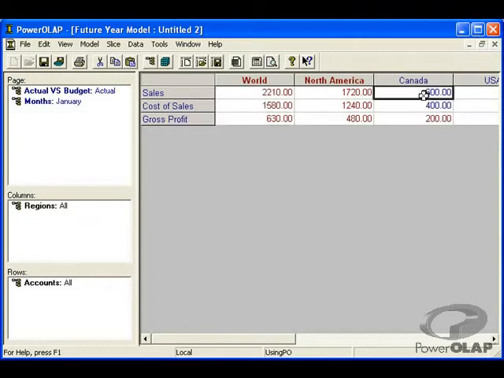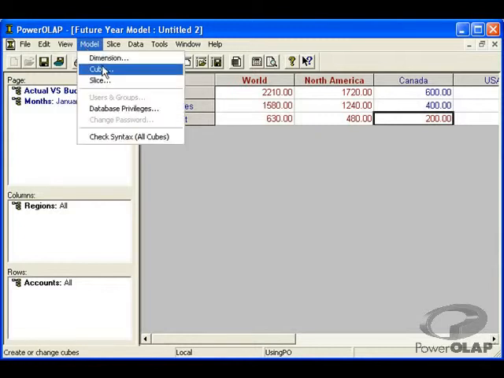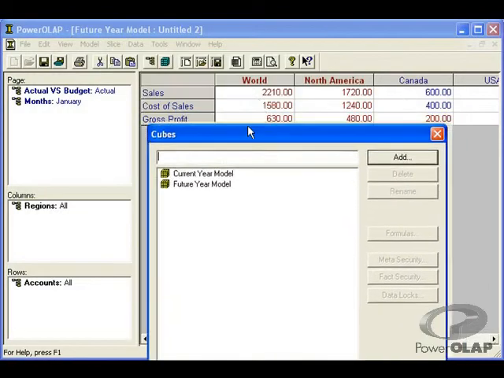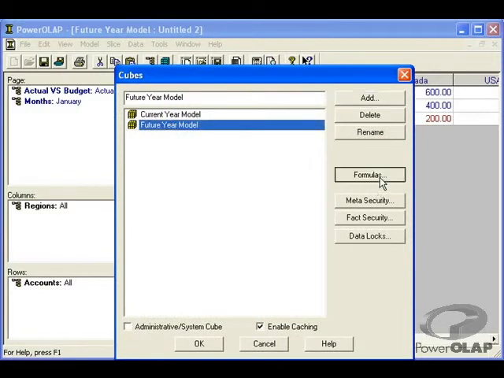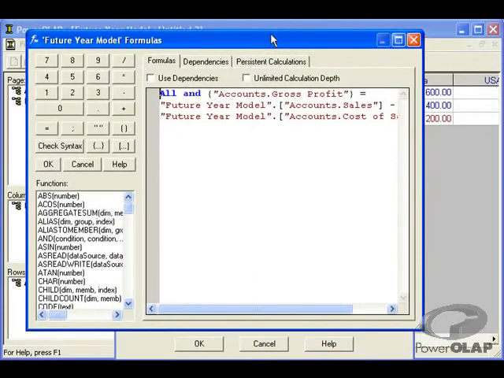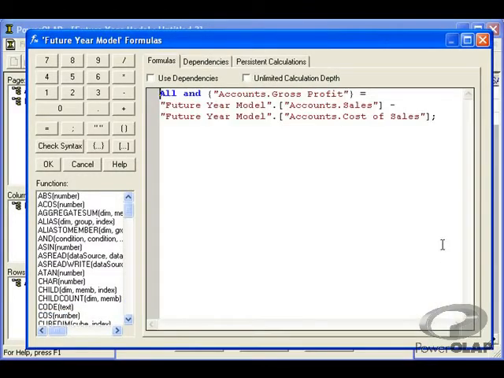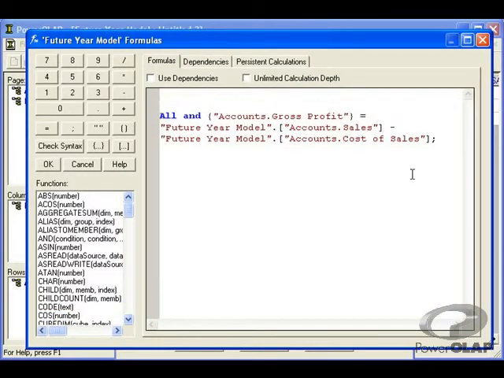Let's now assume that for Canada, our gross profit is going to be different due to some exchange rate calculation. What we can do is, within our cube, future year model, formulas, write a special formula for gross profit that applies to simply Canada. We're going to put this formula as the first formula in the list. This is a more specific formula. You generally want to develop and provide your specific formulas and have the formulas then fall into the more generic cases afterwards.